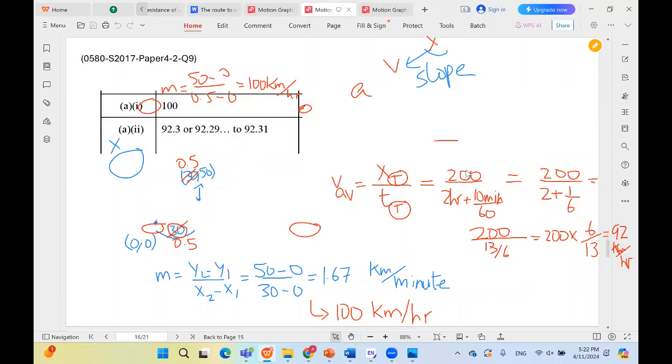So 100 is correct. And they wanted 92.3, so 3 significant figures. This is my mistake. This calculation on the calculator actually gets you 92.3 kilometers per hour. So the whole problem is correct. It's just an approximation issue where you should just make sure to write the exact answer, or at the very least, to 3 significant figures.